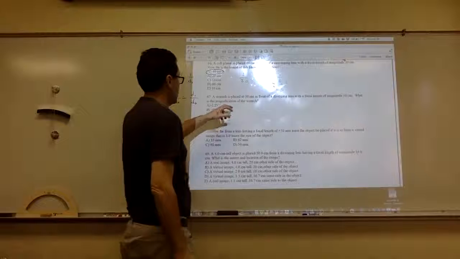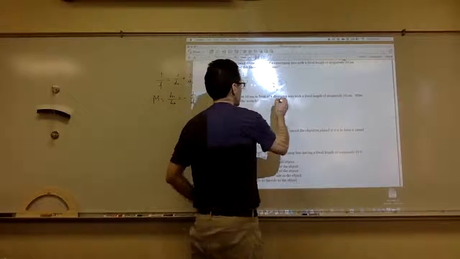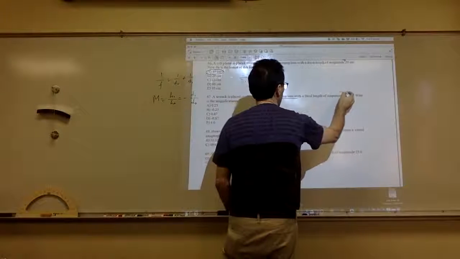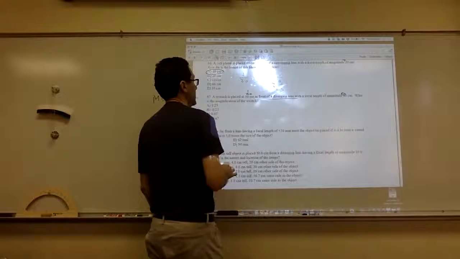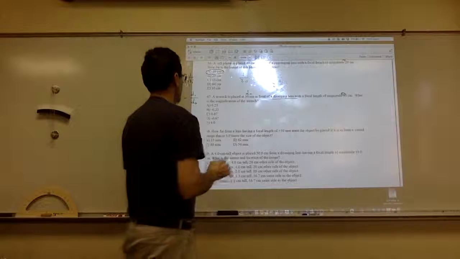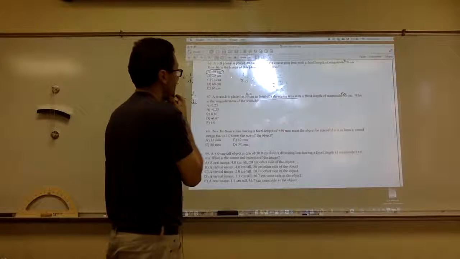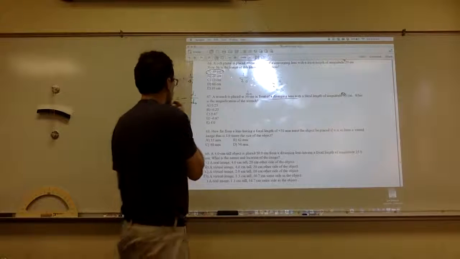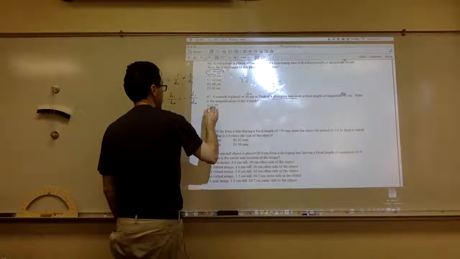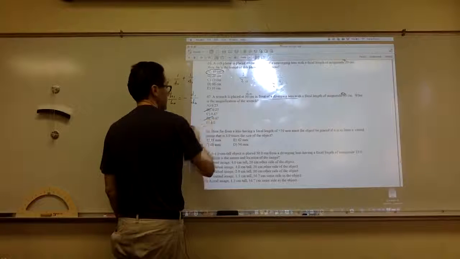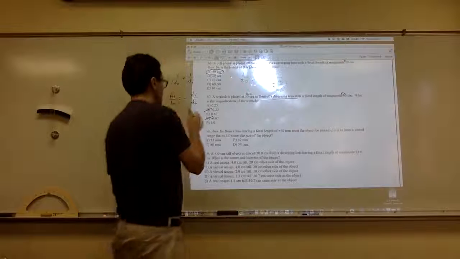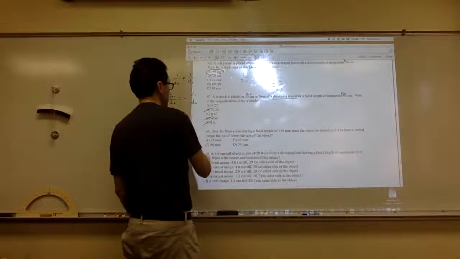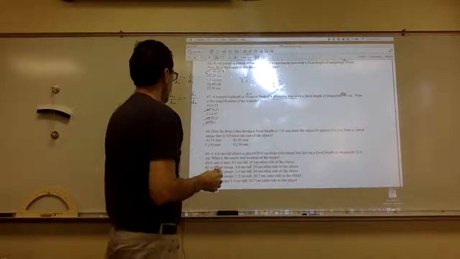A wrench is placed at 30 centimeters in front of a diverging lens, which means the focal distance is negative. So this is DL. What is the magnification? I think we can eliminate some of this stuff here. If it's a virtual image, anything that's negative for magnification will be out. And for a diverging lens, we end up with a smaller image, so the magnification has to be less than 1. So it comes down to either A or C.